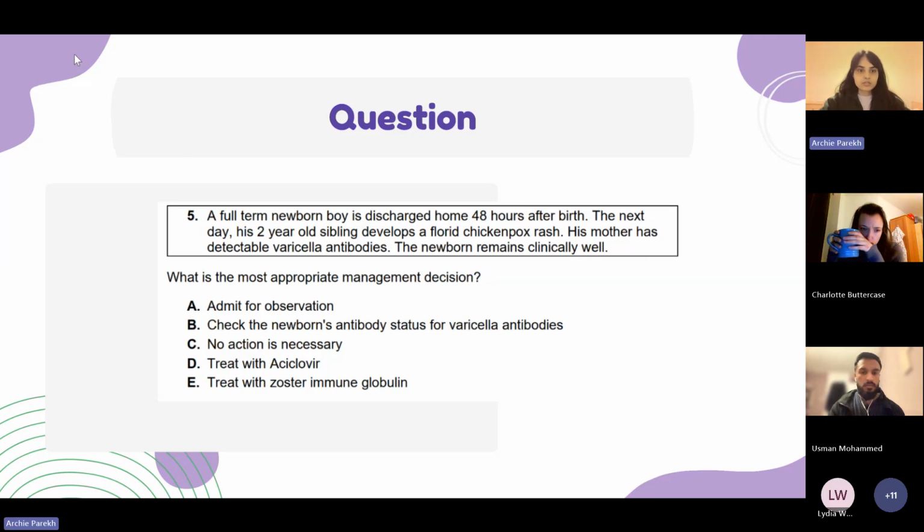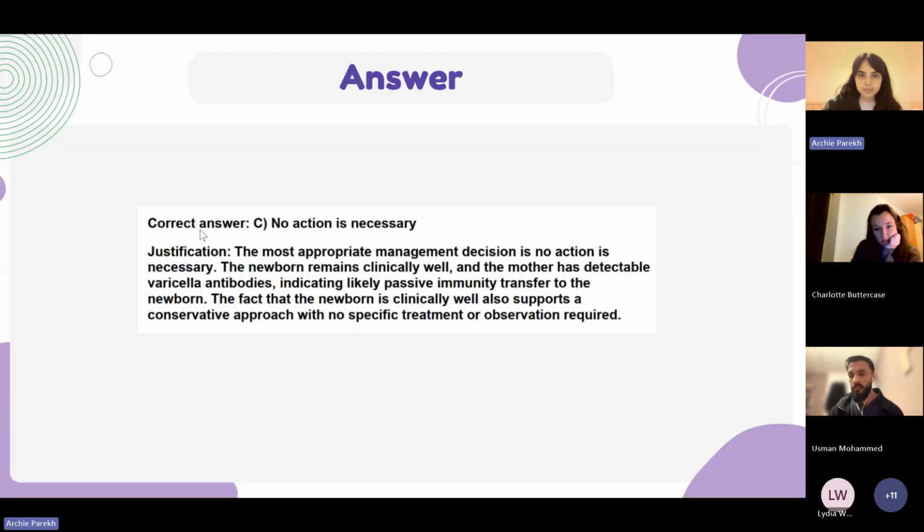Do you guys want to give this question a go? Okay, I'll just move on to the answer now. So the answer is C, when no action is necessary.